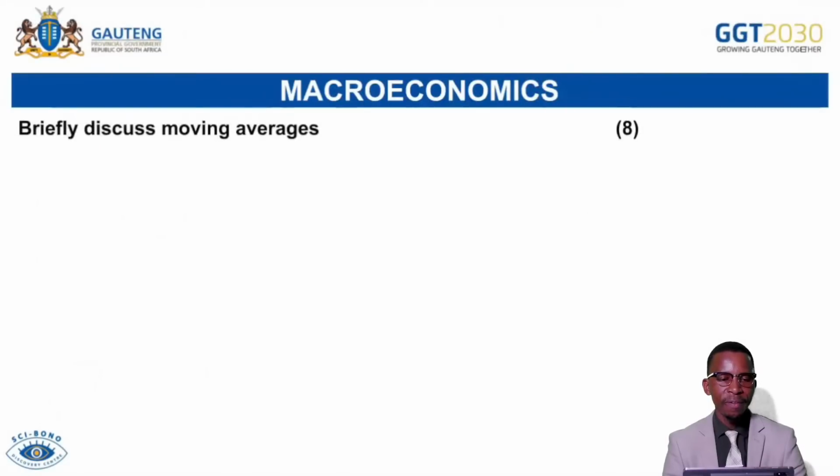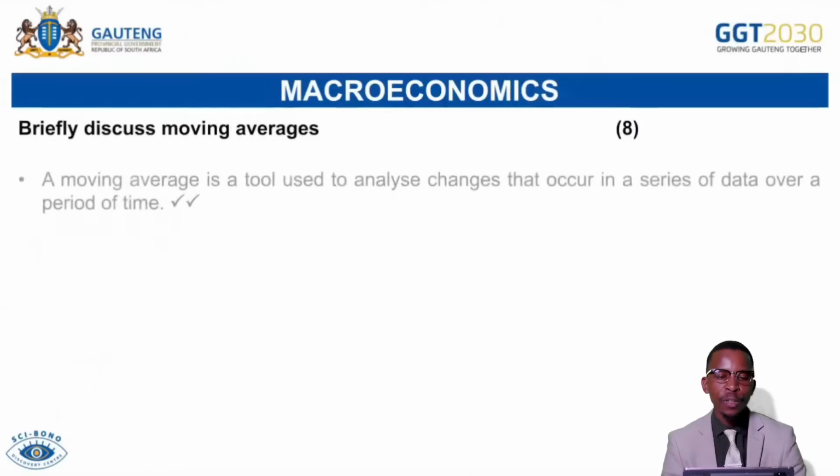And then let's check. Under macroeconomics, briefly discuss moving averages. So in this situation, this content can be found in your learning aids. It is there. You don't have to be critical in there. You bring back the content as it is for 8 marks.